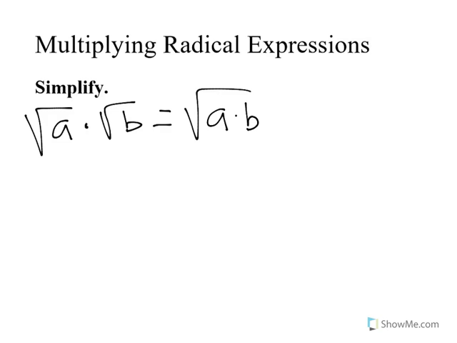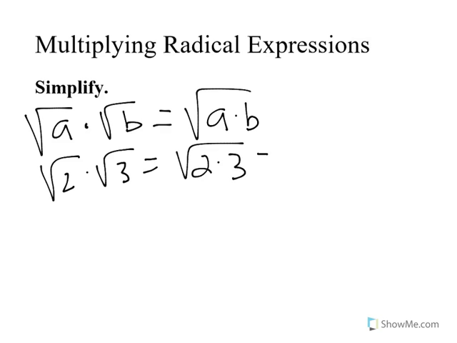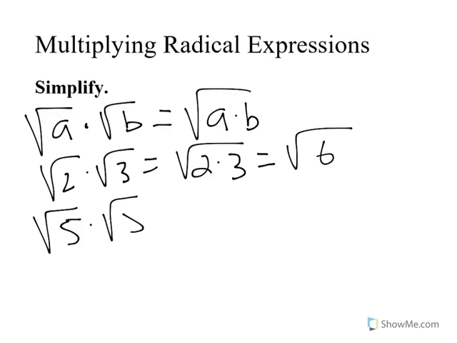Okay, so for example, we have radical A times radical B, which means that for the product we can do A times B. So for example, we have radical 2 times radical 3. This gives us radical 2 times 3, which gives us radical 6.